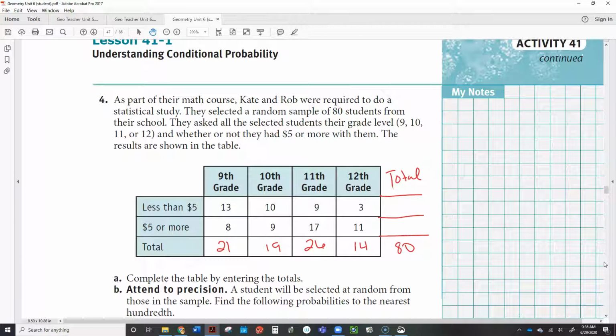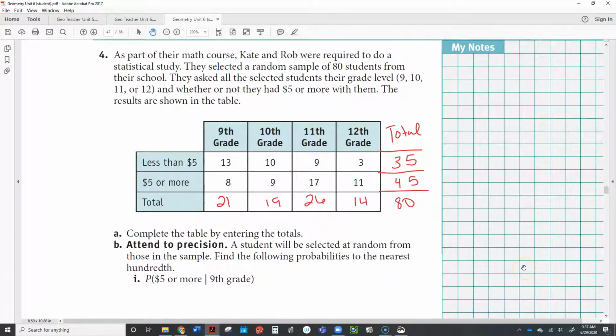So, less than $5, that's 23 plus 12, I think that's 35 kids who had less than $5 on them. And then 8 plus 9 plus 17 plus 11, that's 45. And you add that together and you do get 80. Okay, so that's the table. Now they want us to find these probabilities.